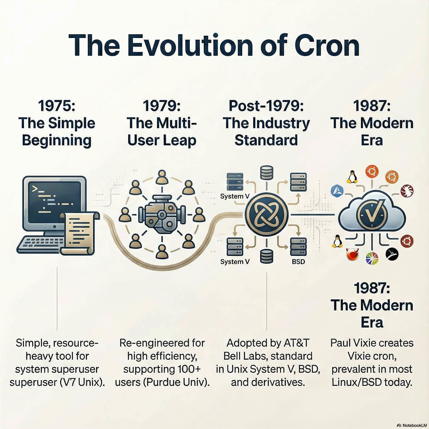Moving into the modern era, things have mostly been about security and standardization. Like Vixie cron from 1987, which became the dominant version. It added crucial security features and better logging, things you absolutely need for big multi-user systems. But the core logic, that breakthrough idea, remained unchanged.